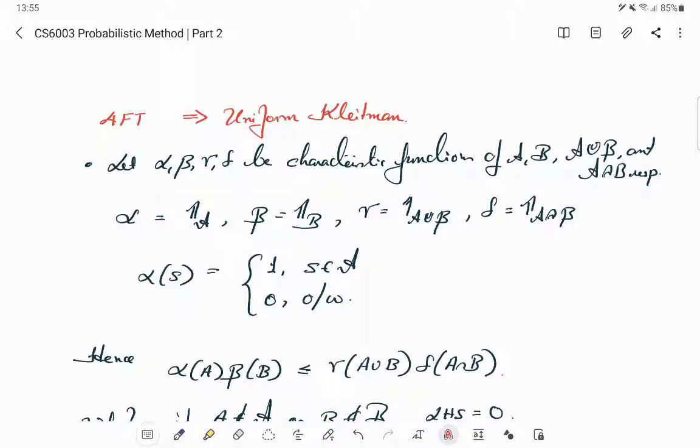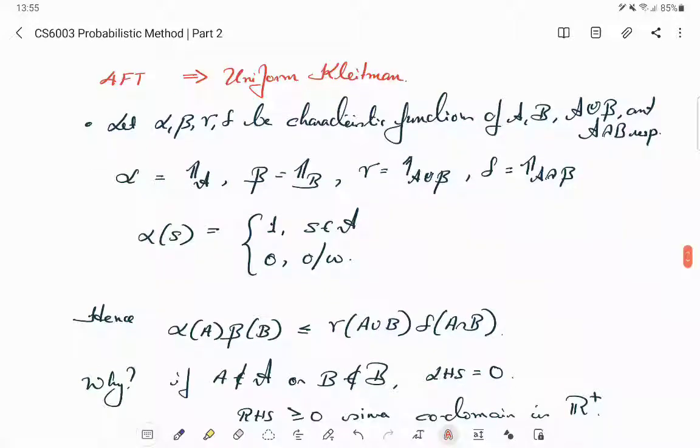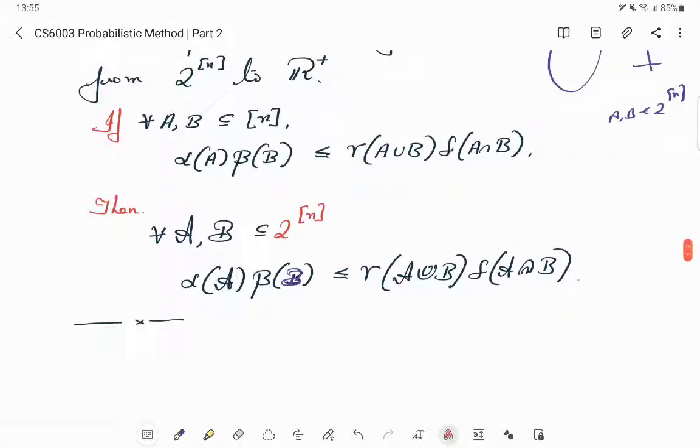Do you know what a characteristic function of a set is? It assigns 1 to all members in the set and 0 to every member outside the set. But remember, here the member itself is a set. So for example, what is alpha of S? Alpha of S will be 1 if S is a set in the family, and it will be 0 otherwise. I have just expanded alpha, but you can write similar expressions for beta, gamma as well as delta.